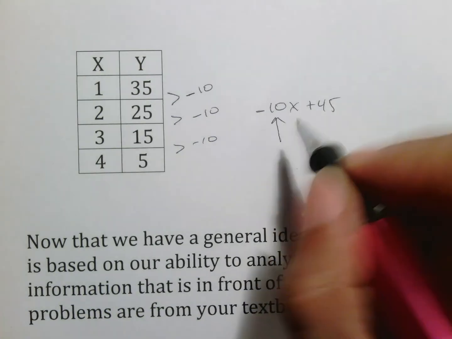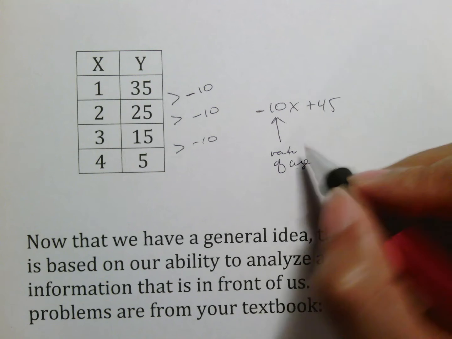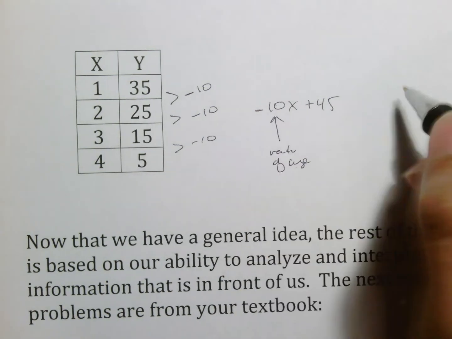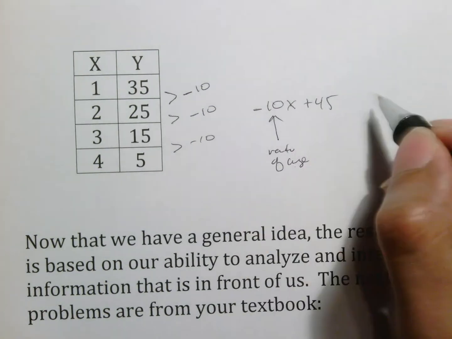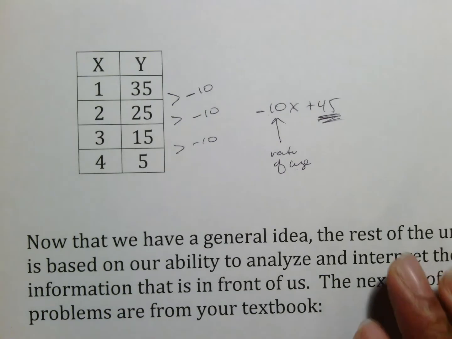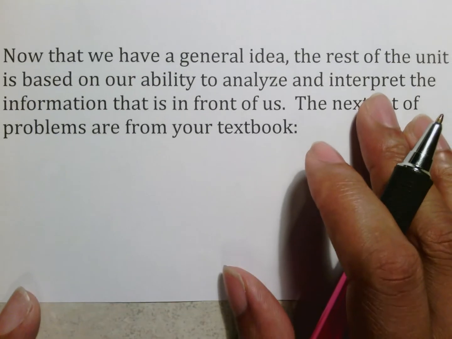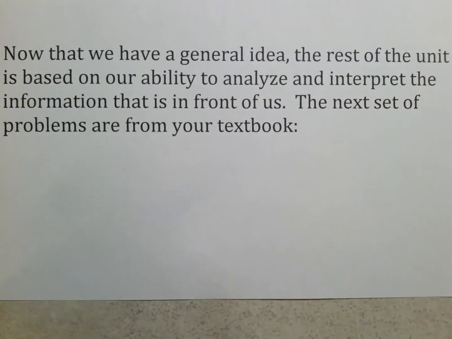So again, the first thing you have to do is find the rate of change and multiply that number by x, because if that's your rate of change, it should change by that much, and then you adjust by whatever that number is there. So you have to have a little bit of understanding on how numbers work, but again, with a little bit of practice, you'll get better at that. So now that we have that general idea, the rest of the unit is just based on our ability to analyze and interpret the information that is in front of us.